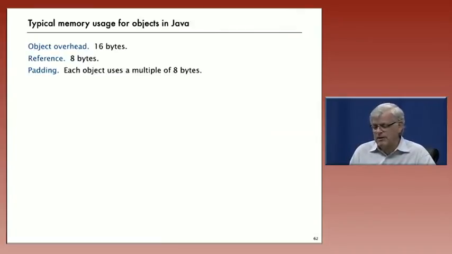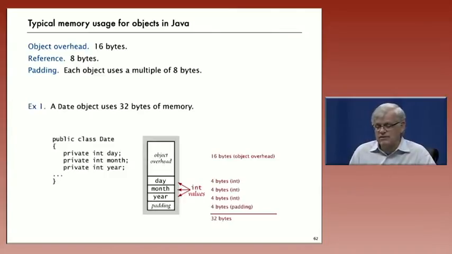Now, a lot of our programs use objects like linked lists and so forth, so we also have to factor in object overhead, the cost of a reference, and also there's padding built into typical implementations to make it so that each object uses a multiple of 8 bytes. So, for example, if you had a date object that had 3 int instance variables, then that object would take a total of 32 bytes. Each int takes 4 bytes. Object overhead is 16 bytes. You need 4 bytes for padding, so it's a total of 32 bytes.